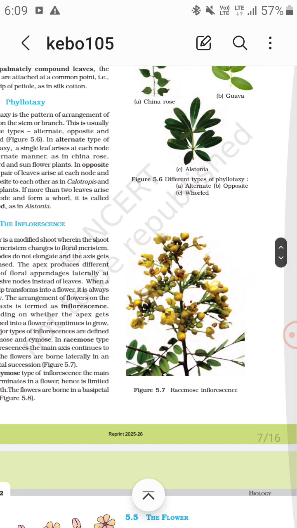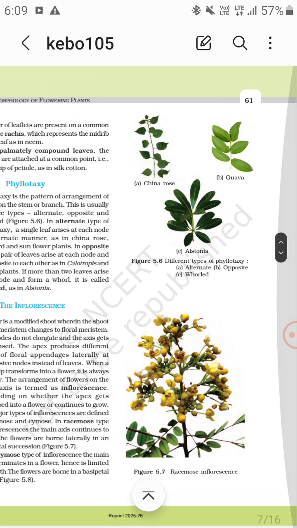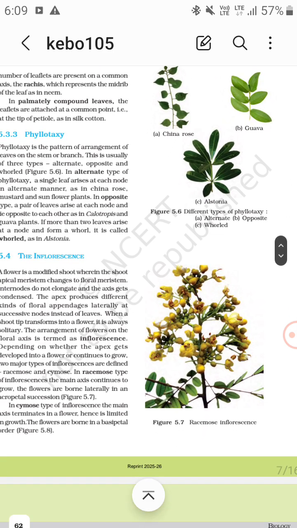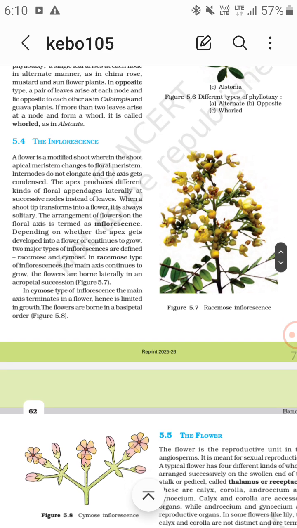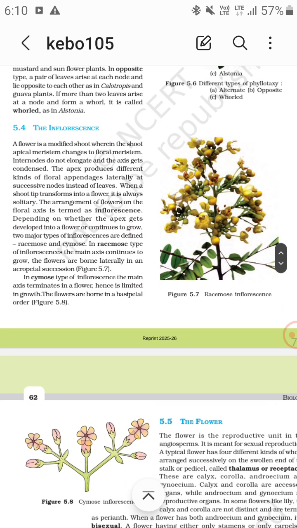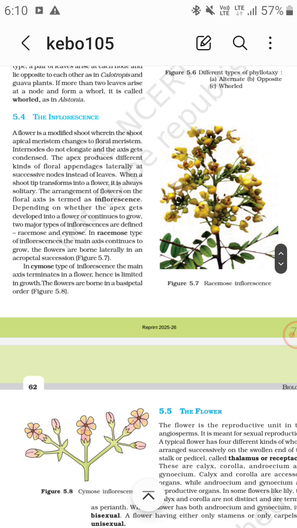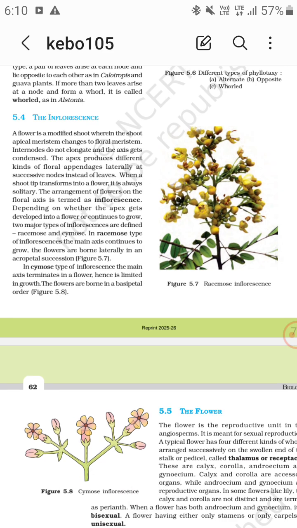So this is phyllotaxy. See in the diagram: alternate, then opposite, then whorled. Then inflorescence, the arrangement of flowers on the floral axis, is inflorescence. Now a flower is a modified shoot, where the shoot apical meristem changes to floral meristem, in which the internodes do not elongate and the axis gets condensed.